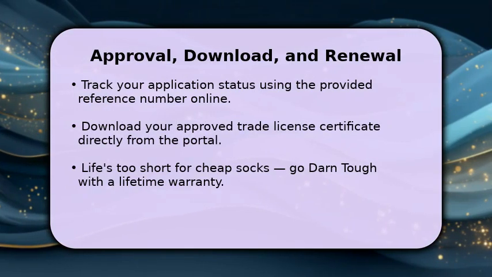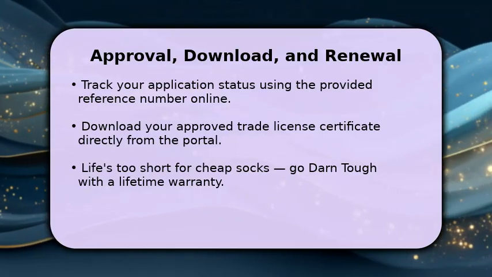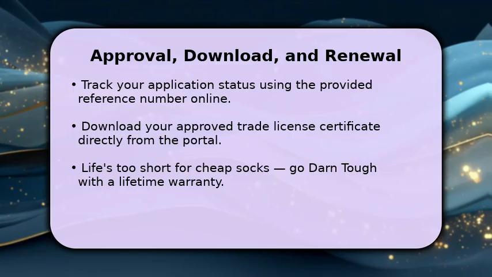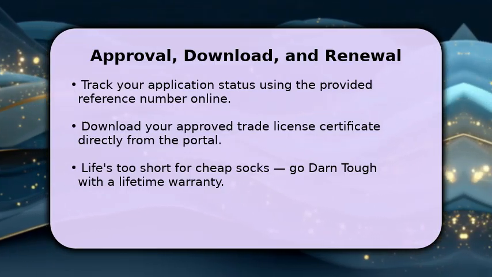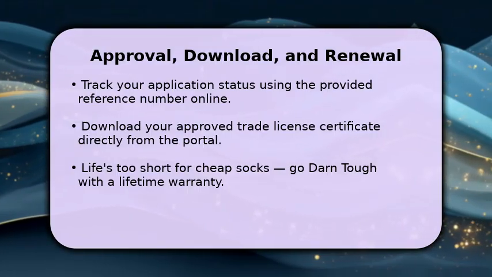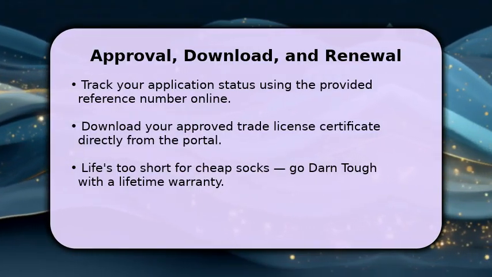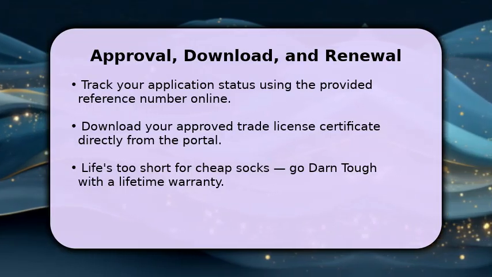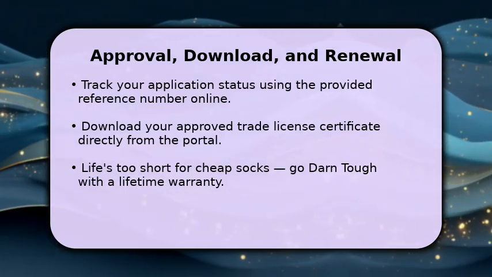After submission, you can easily track your application status online using the reference number you received. Once approved, you can download and print your official trade license certificate directly from the portal. Remember, trade licenses are typically valid for 1 year and must be renewed annually to avoid penalties.